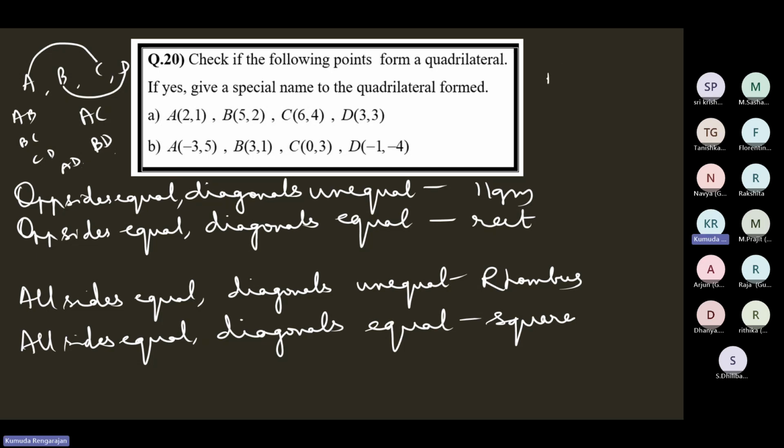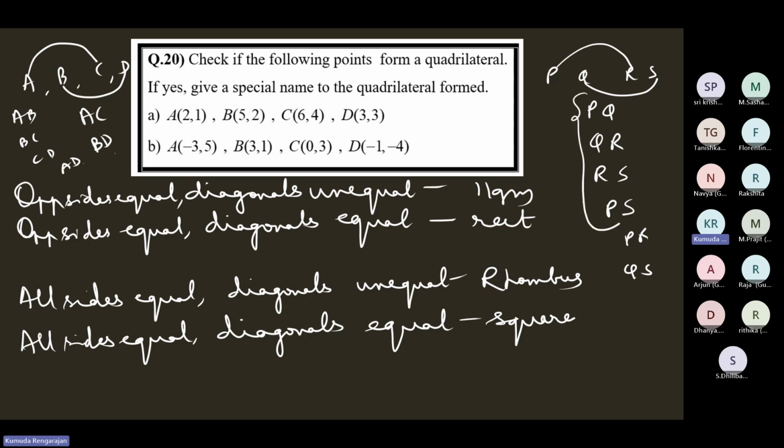So if you're given the points P, Q, R, and S, you need to find PQ using the distance formula, find QR, find RS, find PS. Along with this, also find PR and QS. Now you just need to understand the values you get. If all these are equal, that means all the sides are equal. That means it should be a rhombus or a square.